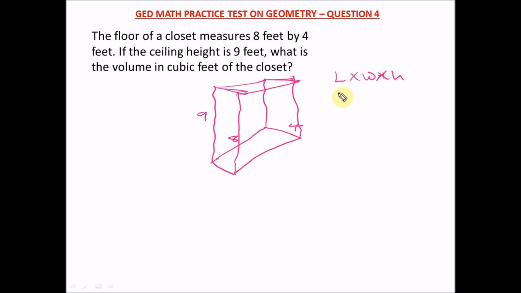So what's the length here? Our length is 8, our width is 4, and our height is 9. When you multiply this together, you're also going to be allowed to use a calculator for this question, so no need to worry. When you multiply all this, we're going to have 288. So this is what we're going to have as our answer, 288 cubic feet.